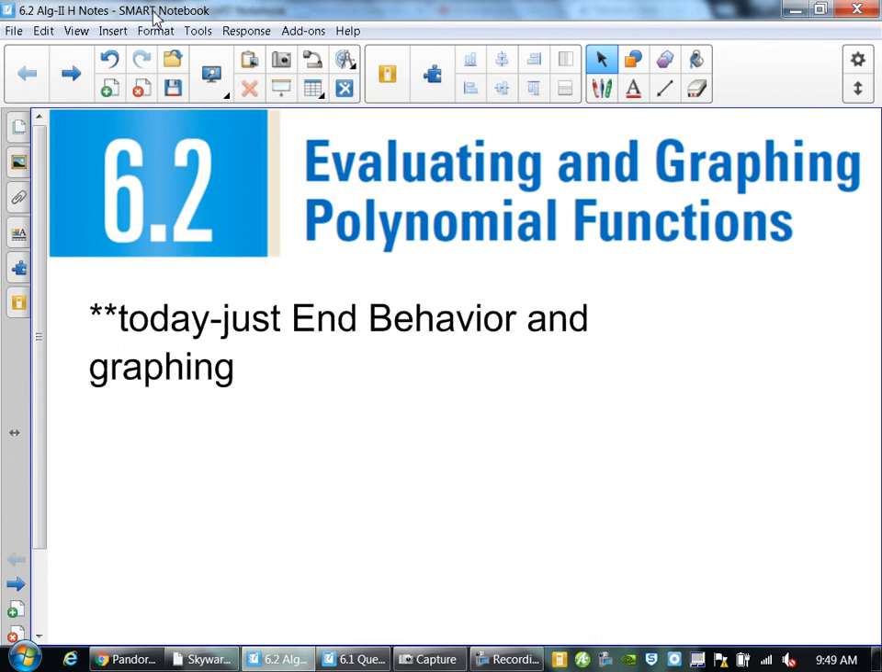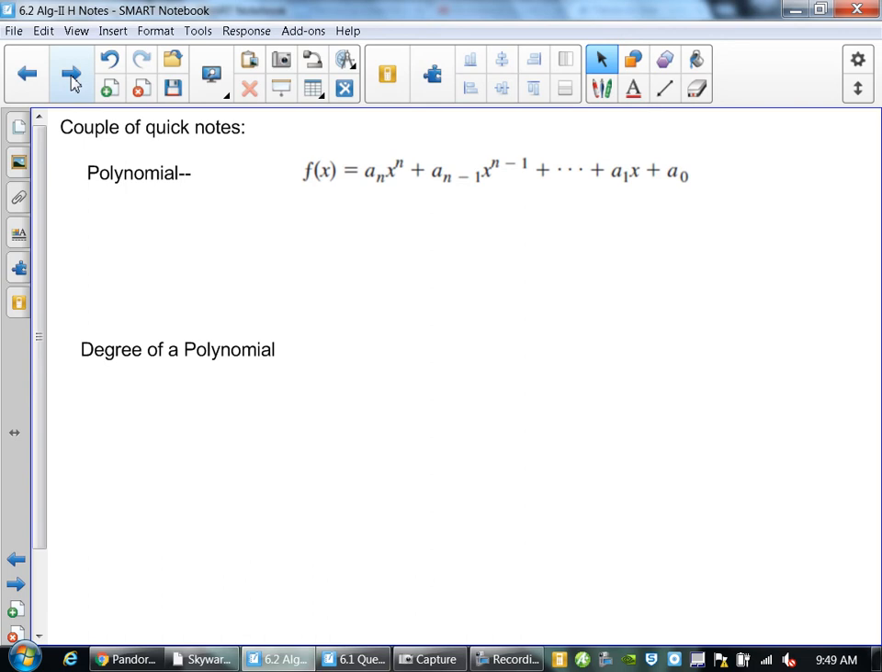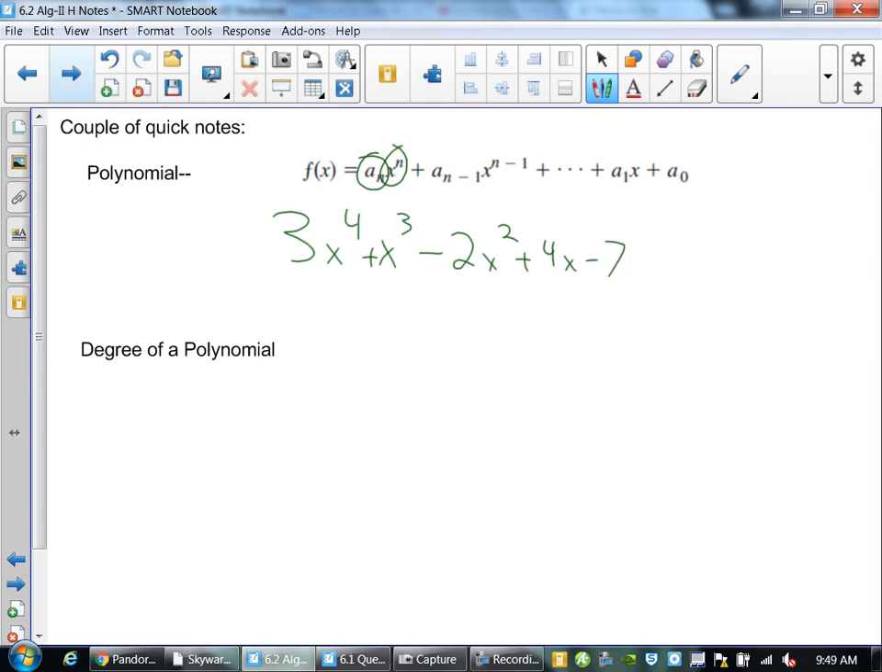Okay. A polynomial is basically, and this is just a real short idea, don't write all this out. A polynomial of a higher degree is going to be, where this a sub n stands for the first term, the end value, x to the nth, stands for the degree. We put things in a descending order. I think by now you guys are accustomed to seeing things in a descending order. For example, 3x to the fourth plus x cubed minus 2x squared plus 4x minus 7. That would be a polynomial.